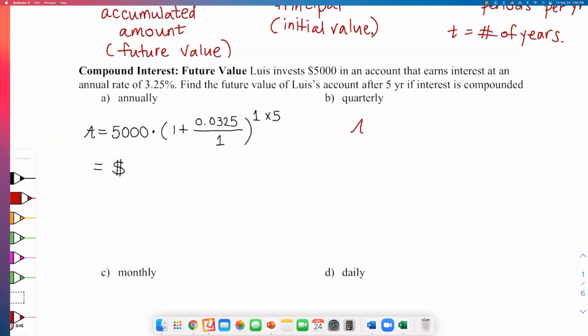The quarterly. The accumulated amount, the future value, will be equal to $5,000 times 1 plus 0.0325, but for quarters. How many quarters do we have in a year? 4. So n is 4. And the exponent, the power, is going to be how many quarters do we have in a 5-year period. So we have 4 times 5, 20 compounding periods in that 5-year period. So that will be the answer. I'm going to have to just get to the calculator when I'm done setting up everything.